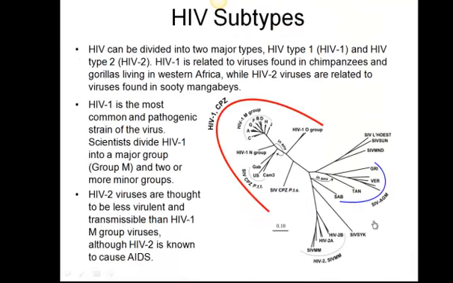So we said with the subtypes of HIV, HIV-1 is the most common and the group M causes the most infections in humans.